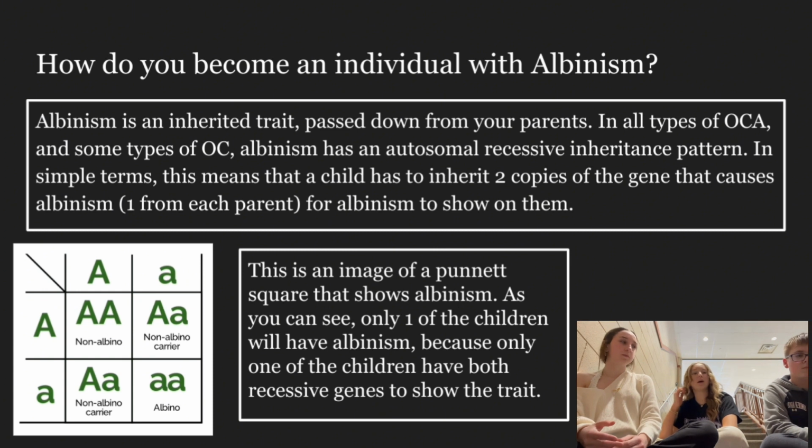So here we have the image of a Punnett square that shows albinism, and as you can see, only one of the children will have albinism, and that is the child with the two little a's. This is because only one of the children will get both recessive genes to show the trait, and all the other children are either homozygous dominant or heterozygous.